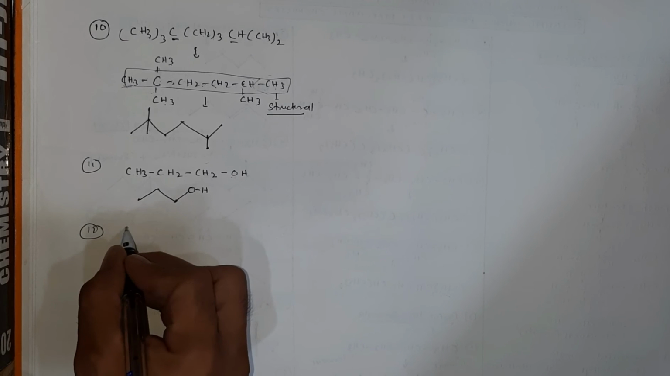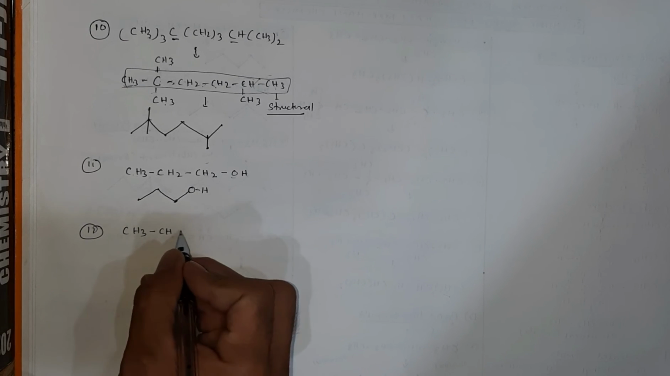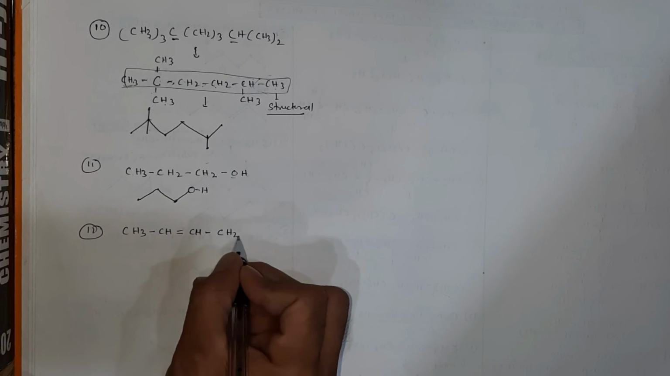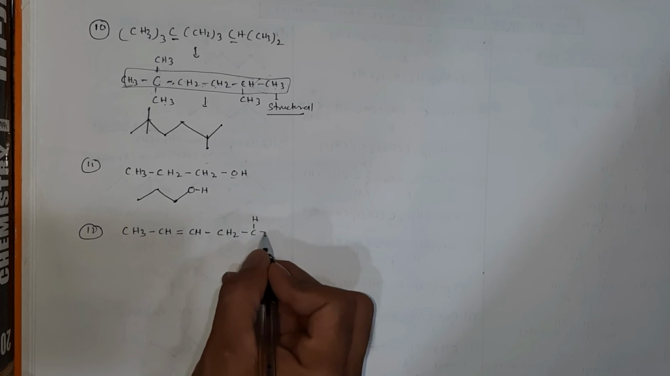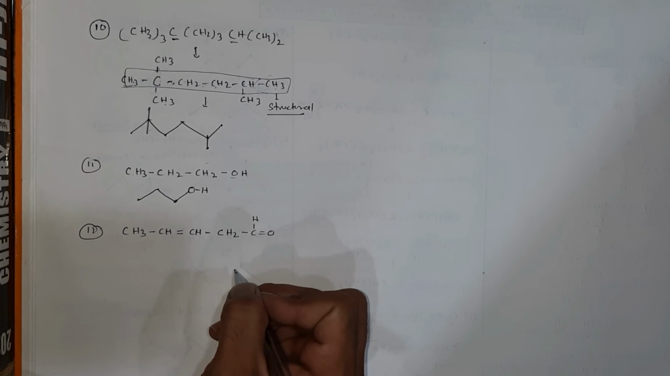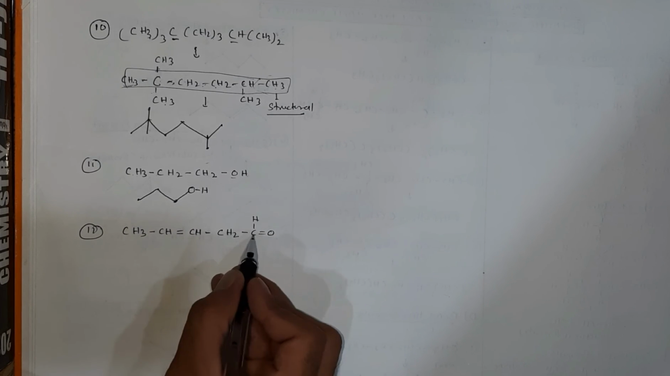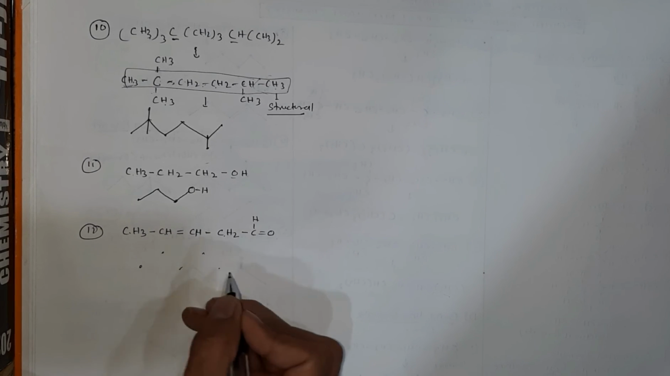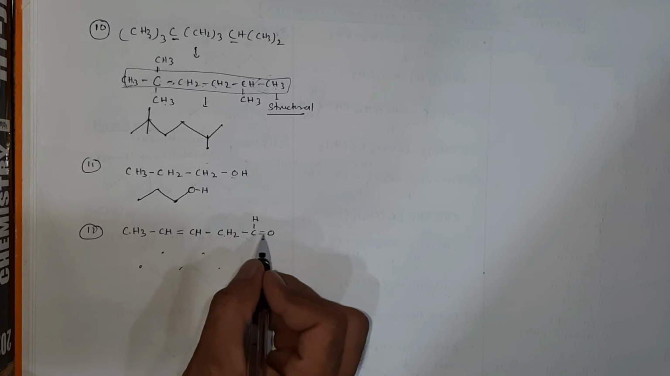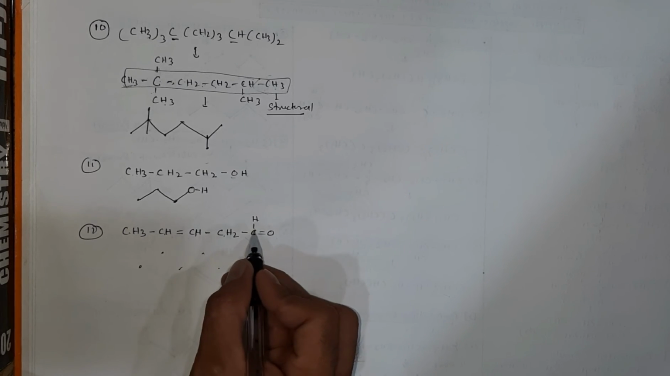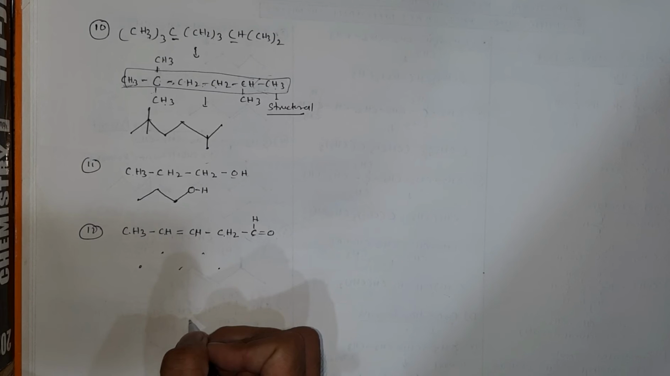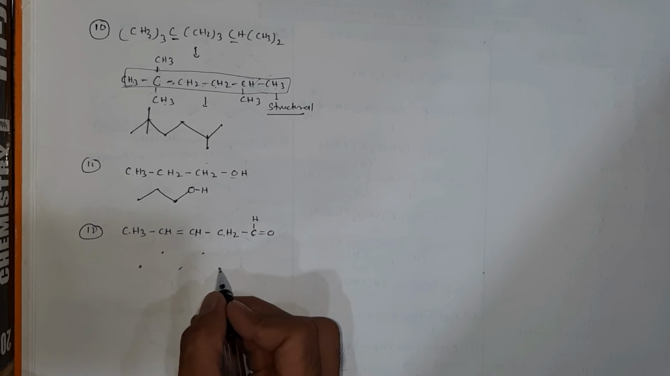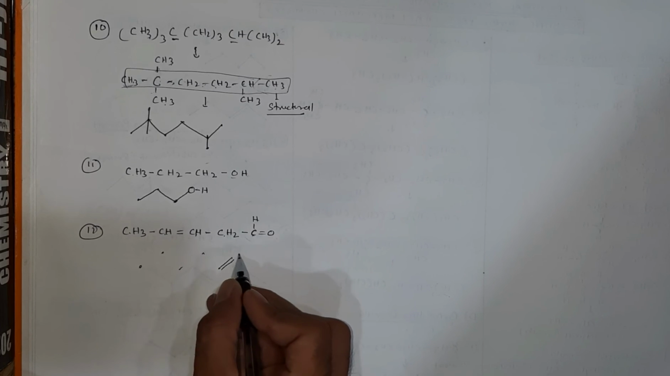Okay, let's take one more example. CH3, CH, double bond CH, then you have CH2, CH, double bond O, aldehyde. So how will you represent it? How many carbons in the first? 1, 2, 3, 4, 5. Make 5 dots. Start from the right hand side. The main functional group is the aldehyde. So this is your main carbon atom. It is attached to what? Double bond O. So I write here, it is attached to double bond O.